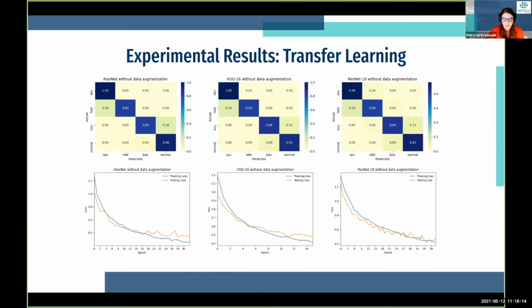And the misclassification errors are most common between the normal runs and packet loss injected anomalies. And this can be due to very subtle differences that are hard to identify by our model, and perhaps more data would be able to fix this issue.